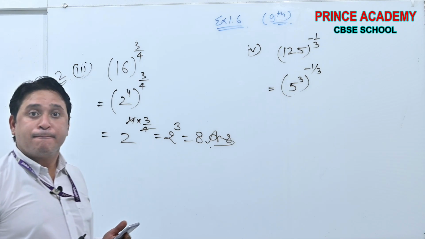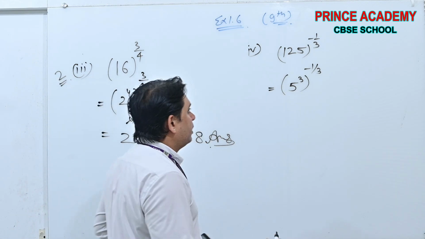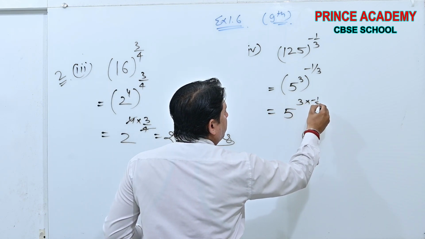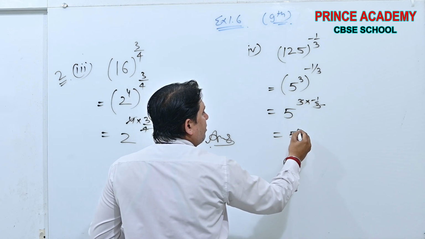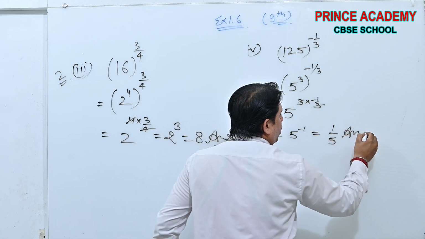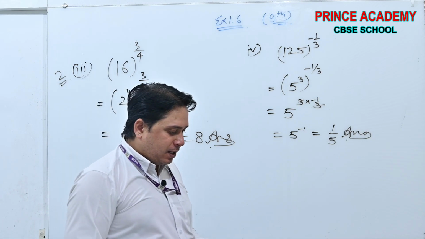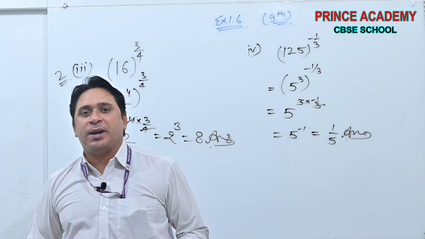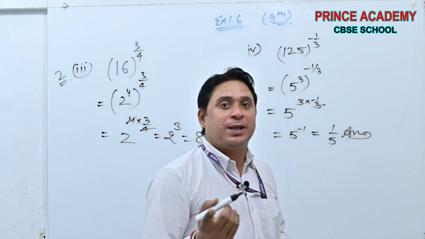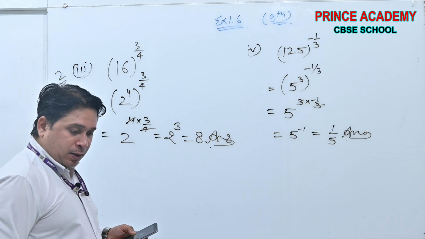Yes or no? Done? We know now, we have the knowledge of cubes. Now see, 5 raised to power 3 into minus 1 by 3. 3 will cancel 3. 5 raised to power minus 1, and it can be written as 1 by 5. Yes or no? Rule number 6 also we used here. If you change the numerator and denominator, the sign of the power is altered. Minus becomes plus, plus becomes minus. Okay? Done beta.